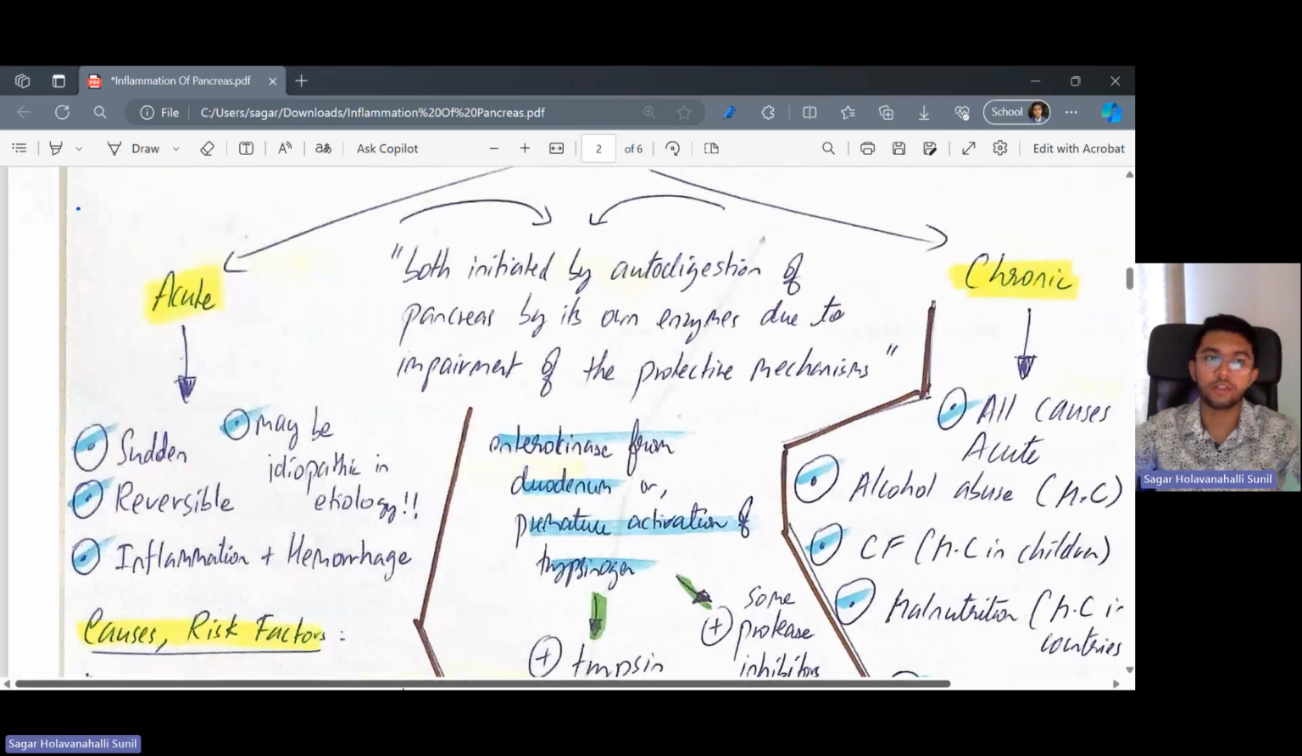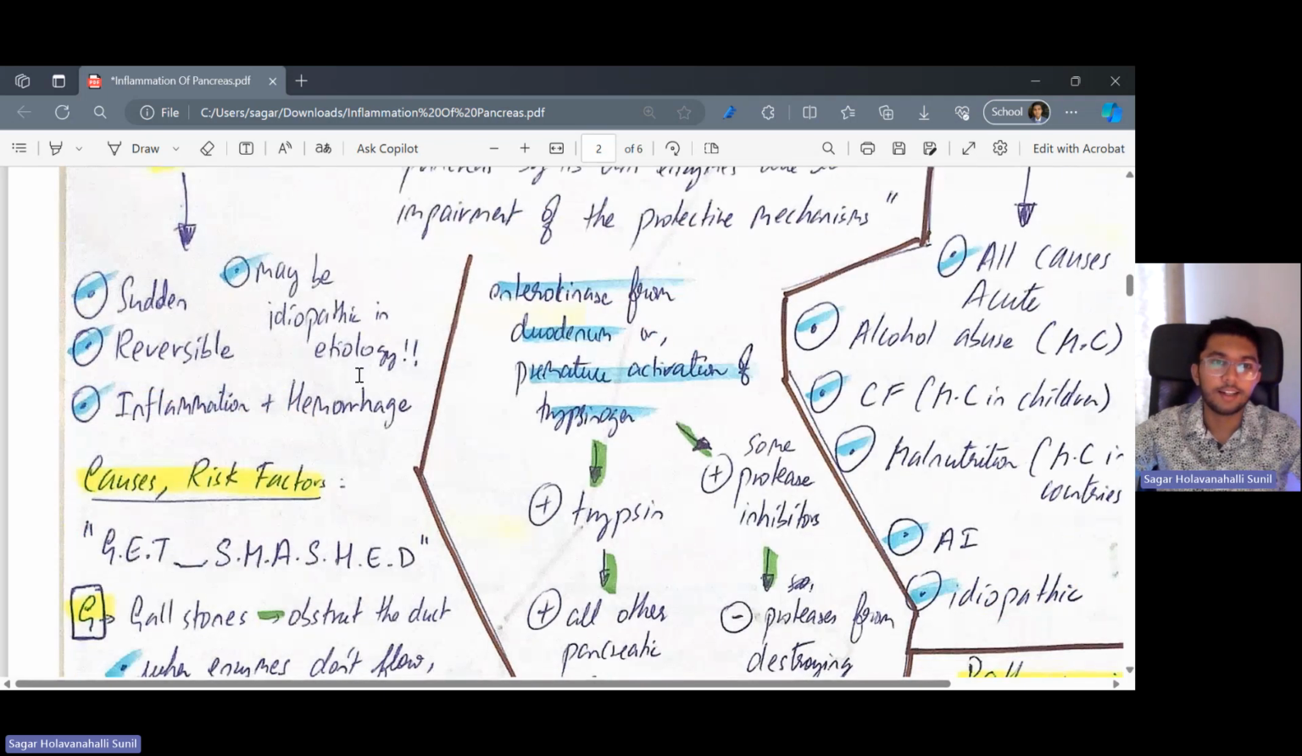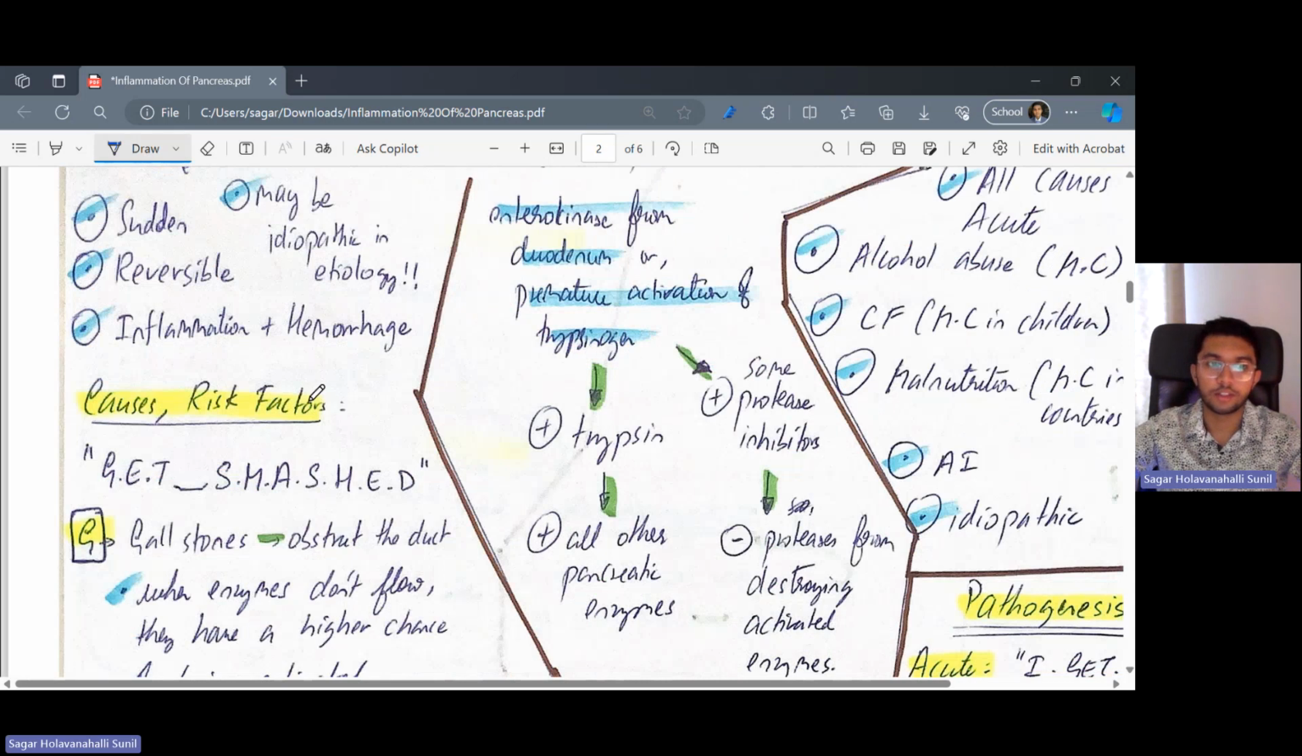Now let us go for the acute situation. So in acute pancreatitis, it is sudden, it is reversible, there's inflammation and there is hemorrhage, and it can be idiopathic in etiology. The reason why I mentioned this separately over here is because I forgot to add it over here. But anyways, let's look at the causes and risk factors.